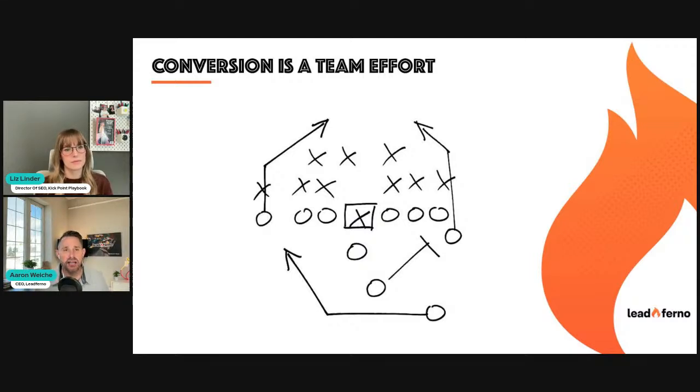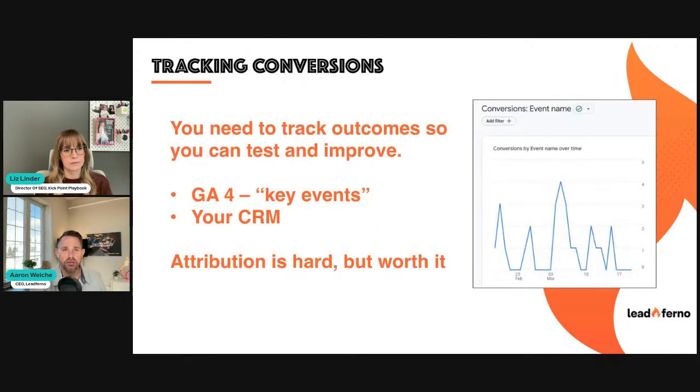If one of the 11 doesn't do their job, it's only going to be a 2-yard gain instead of a 20-yard gain or a touchdown, whatever that might be. So all of these things, not one of them is a silver bullet. You need to use all of them together and be constantly improving what you're doing.